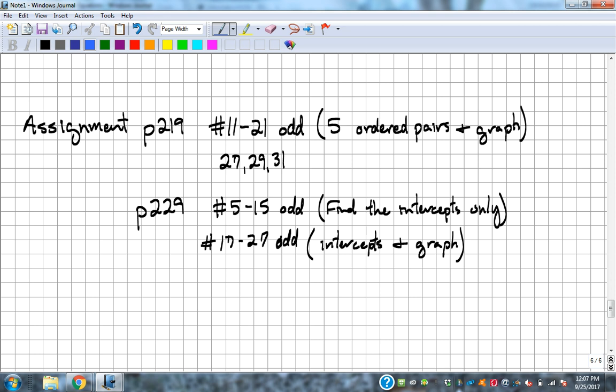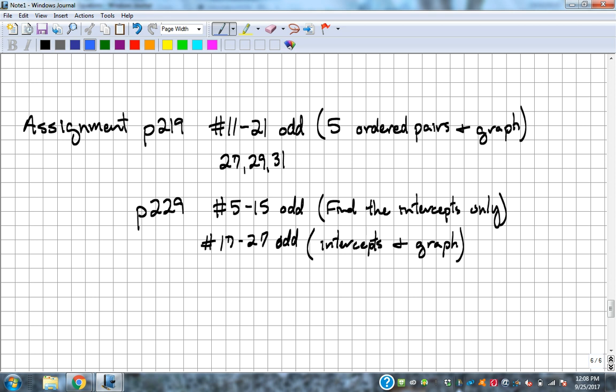On 5 through 15, odd. Keeping count, that's 5 problems. I want you to find the intercepts only. You don't even have to graph it. Just find the X and Y intercepts. On page 229, this is section 4.3. And then on 17 through 27, I want you to find the intercepts and graph it. Okay? So you only have to graph these 5 and these 5.